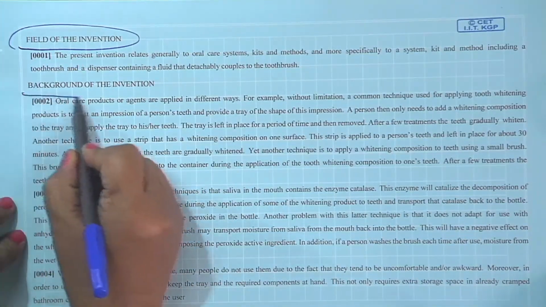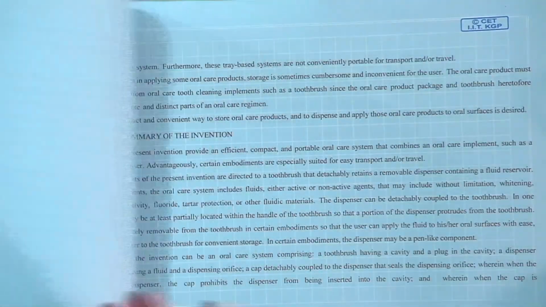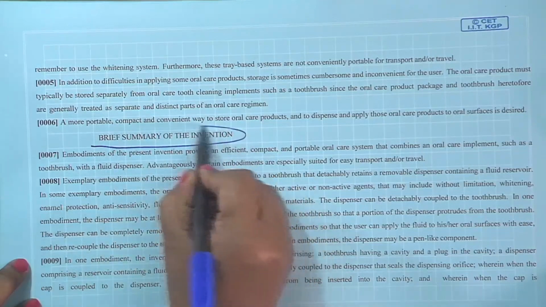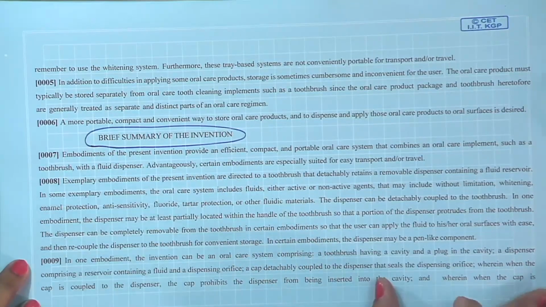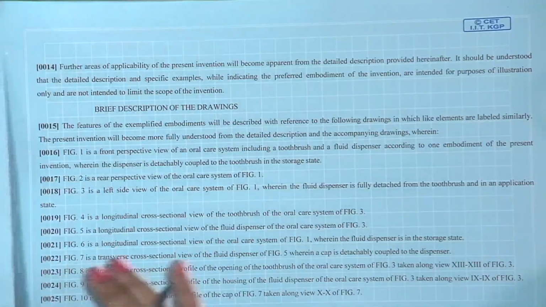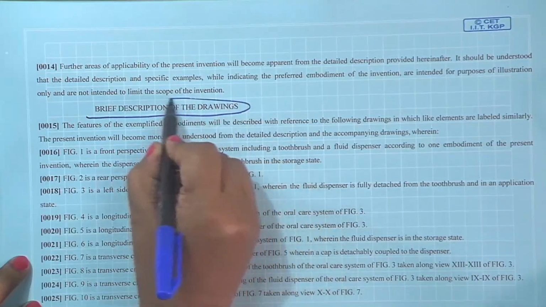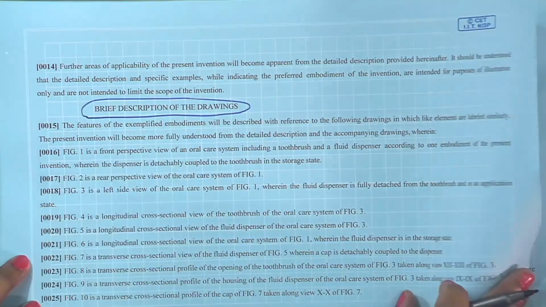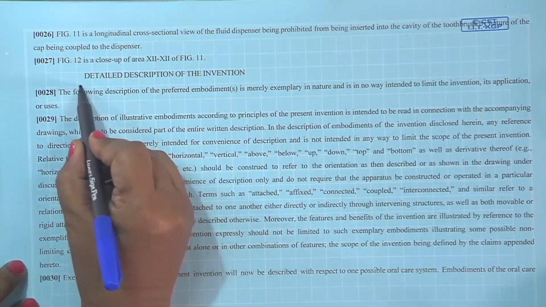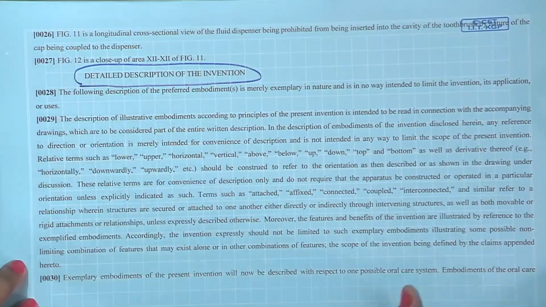Then you can see the background of the invention. Moving further, you can see the brief summary of the invention. So, we can easily mark out the headings which are present. Here is a brief description of the drawings. Then you can easily see the detailed description of the invention.